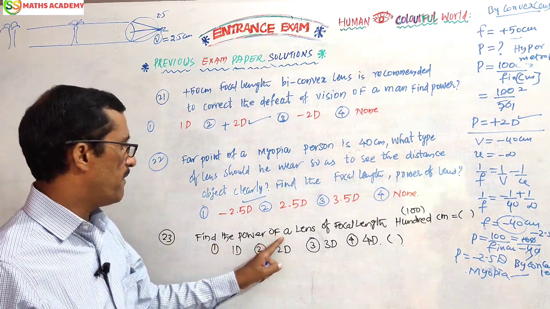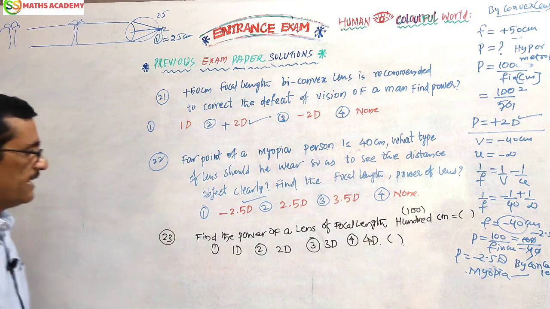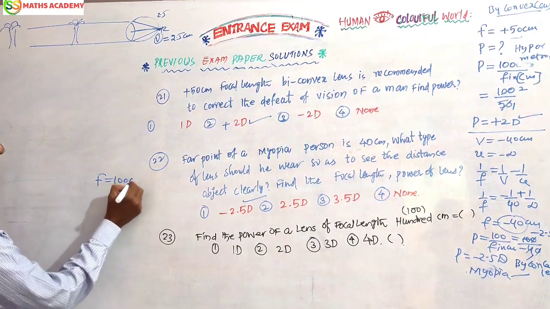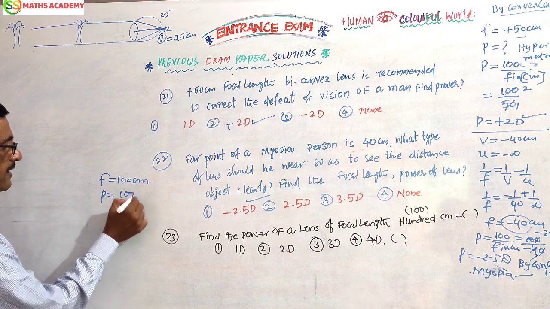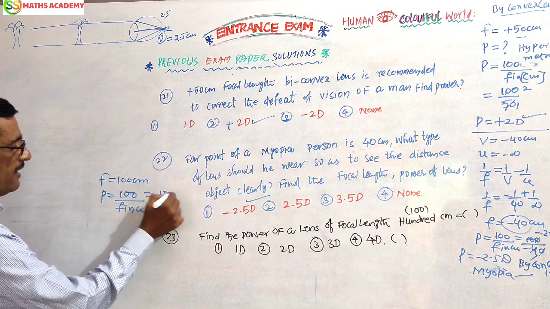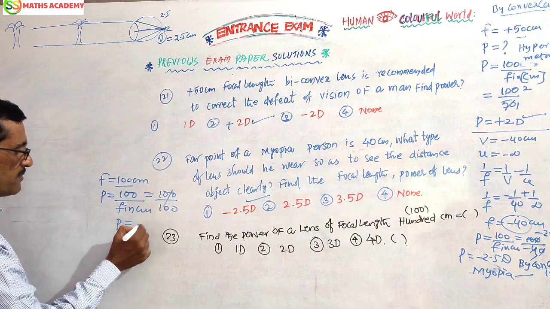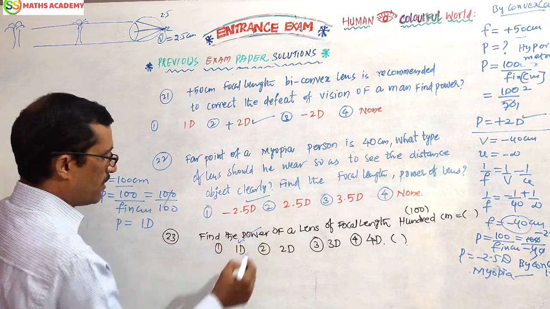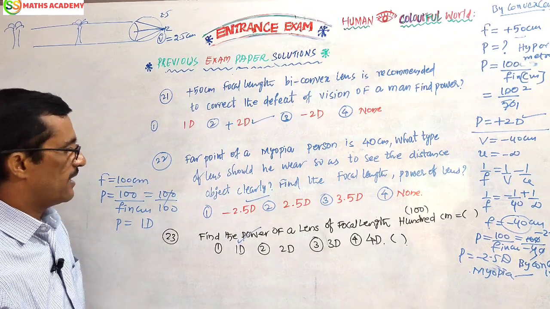Next, find the power of a lens of focal length 100 centimeters. They give it directly. So f equals 100 centimeters. Power P equals 100 by f, with f in centimeters. 100 by 100, they cancel. So P equals 1 D. Which is the correct option? The first one is the correct option.